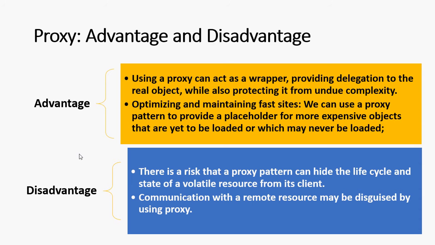Some disadvantages of this design pattern are that there is a risk that the proxy pattern can hide the life cycle and the state of a volatile resource from its client. Also, the communication with a remote resource may be disguised by using the proxy.